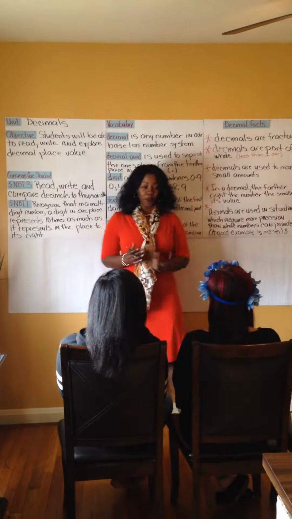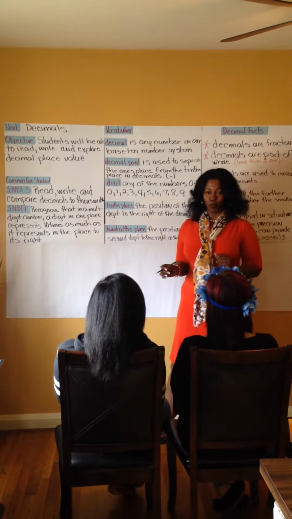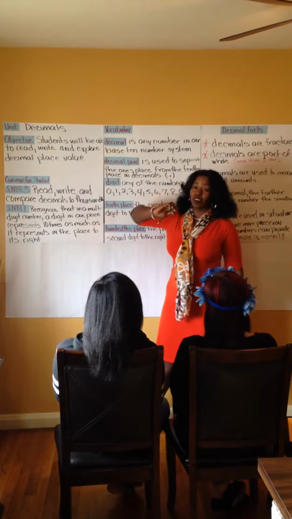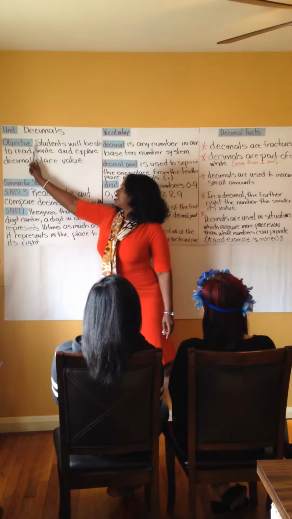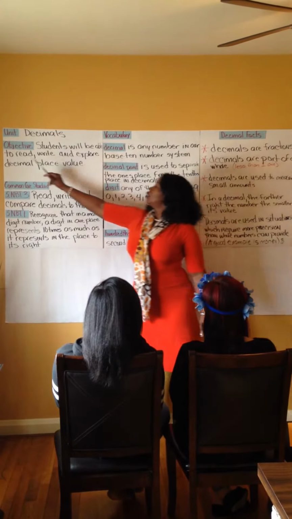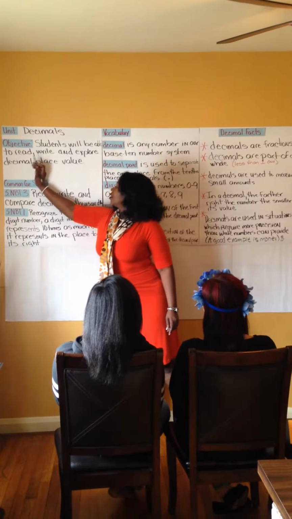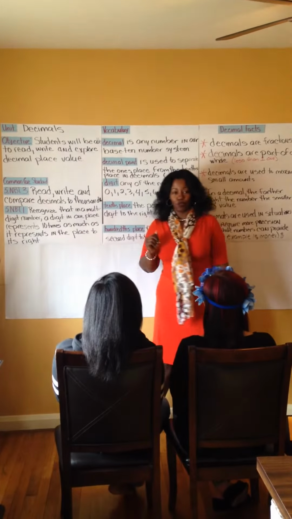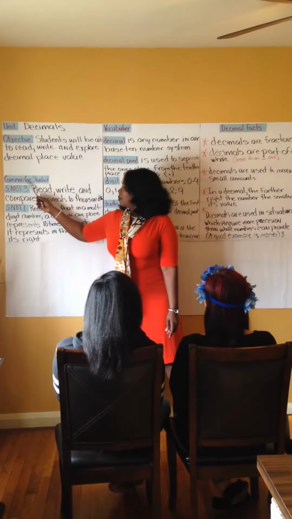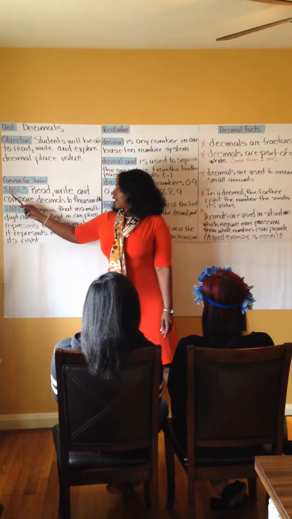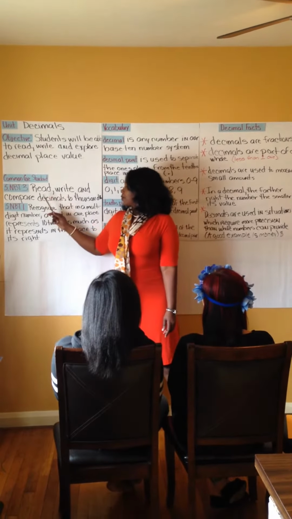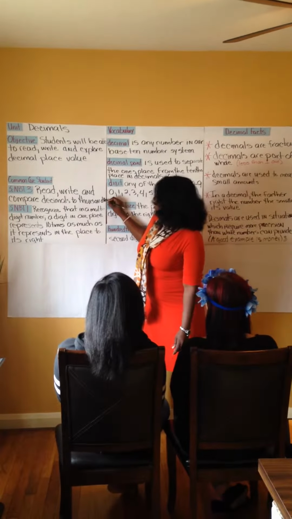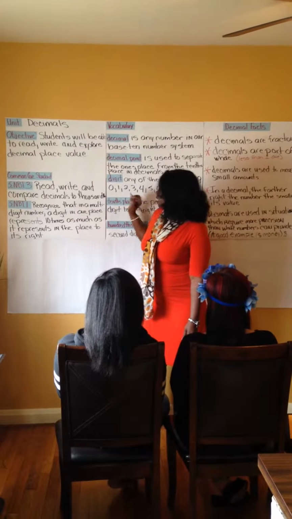Okay, so today we're going to be going over decimals. That's our unit, decimals. We always start off with reading our objective. Our objective for today is students will be able to read, write, and explore decimal place value. And our Common Core standards are 5.NBT.3. It's read, write, and compare decimals to the thousandths. And that does say THS.